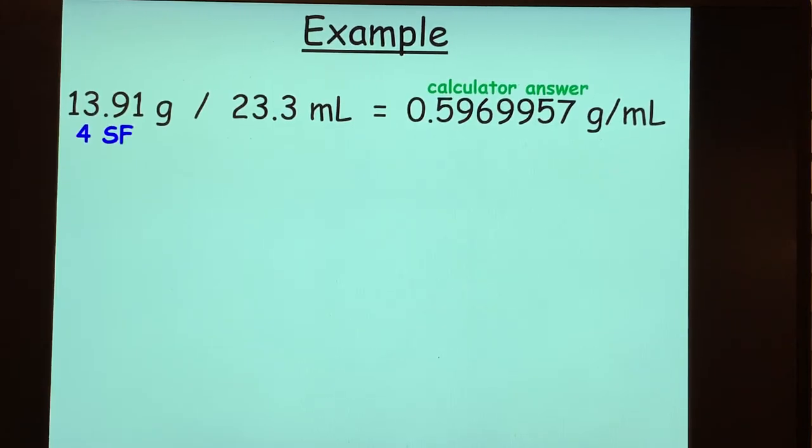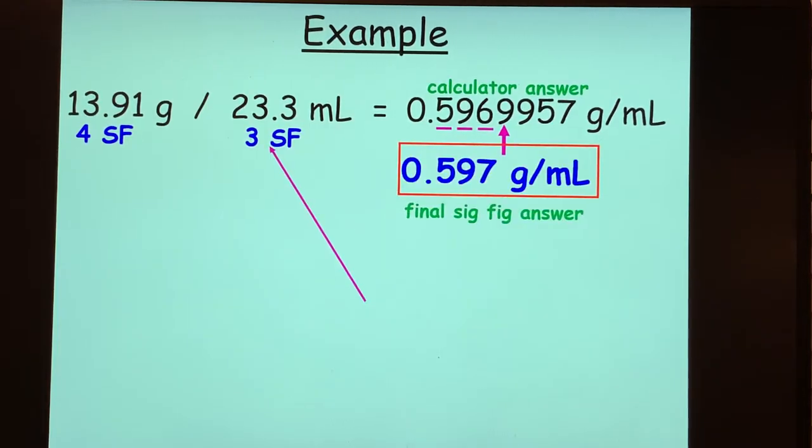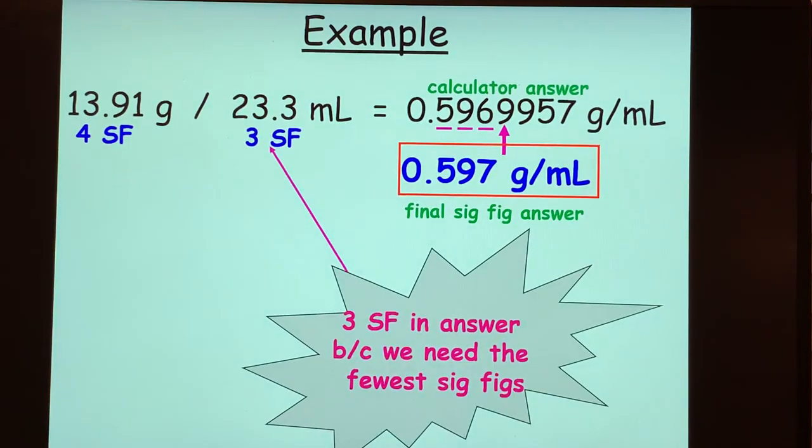So we need to make our answer reflect that. So 4, 3, we underline the 3, 1, 2, 3, and then we put an arrow. That's 5 or greater, so that 6 is going to turn into a 7, right? And so we have 0.597 grams per milliliter. And that is our final answer, okay? And it has 3 sig figs because we need the fewest sig figs, okay?